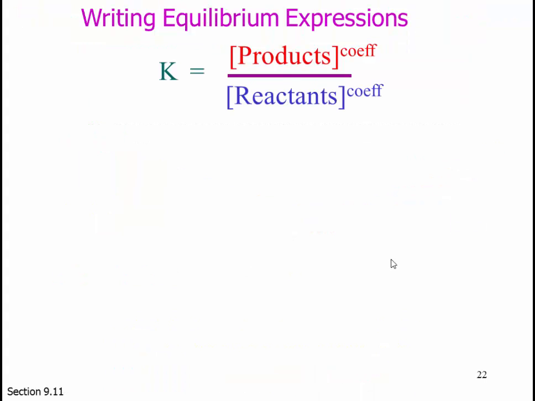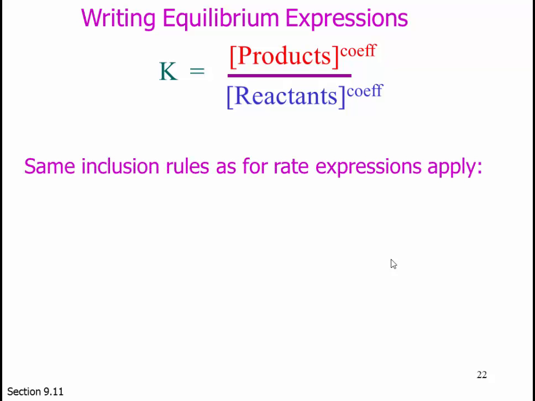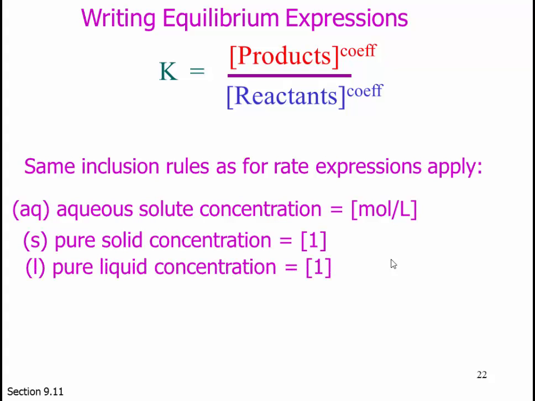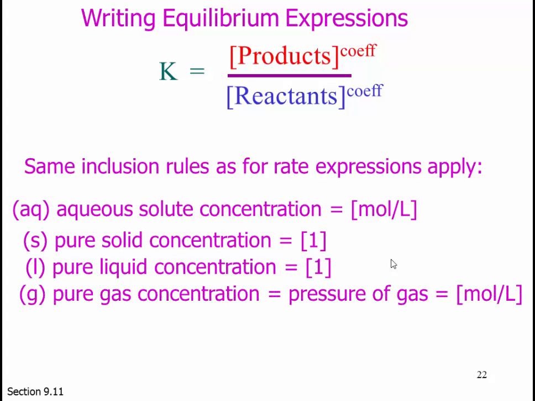Okay, how do we write equilibrium expressions? The general formula is products raised to their coefficient over reactants raised to the coefficient. The same inclusion rules as for rate expressions are applied. Aqueous materials are present in units of moles per liter. Solids are given an activity of 1. Liquids are given an activity of 1. And gases are included either as the pressure of the gas or the concentration of the gas in units of moles per liter.